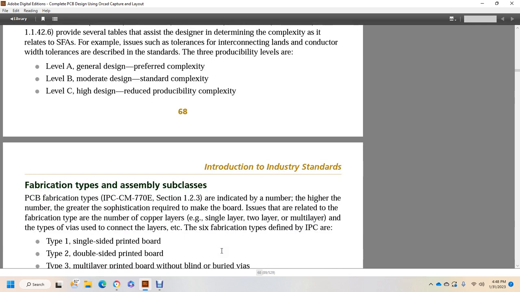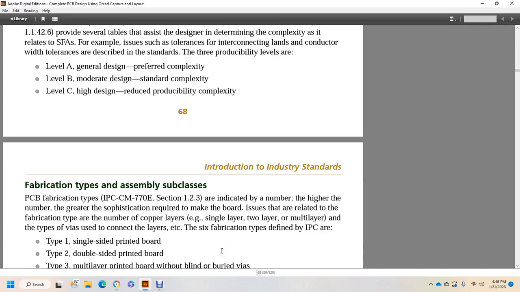Fabrication types and assembly subclass. For the PCB fabrication types in the IPC 770E, Sections 1, 2, and 3 indicate that the higher the number, the greater the sophistication required to make the board. Distributed layers relate to the fabrication type by the number of copper layers: single layer, two layer, and multi-layer, with the type of vias connecting the layers.